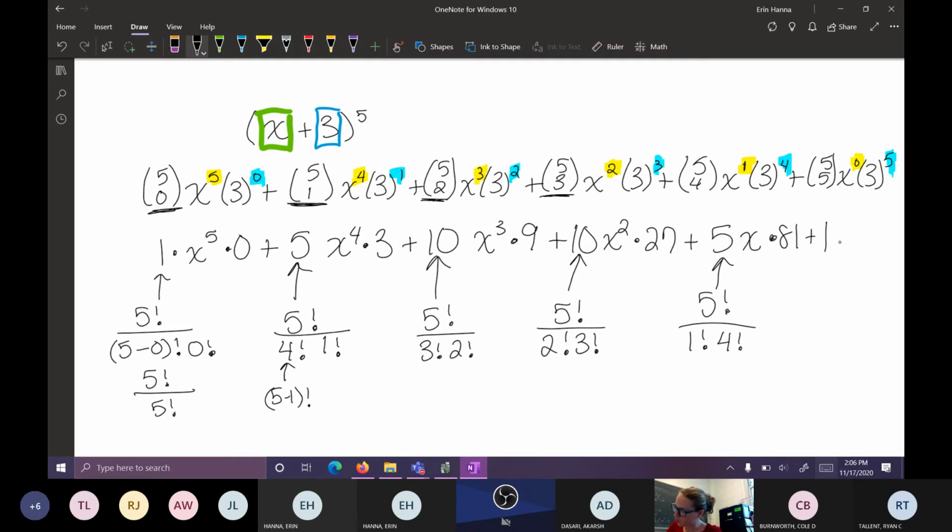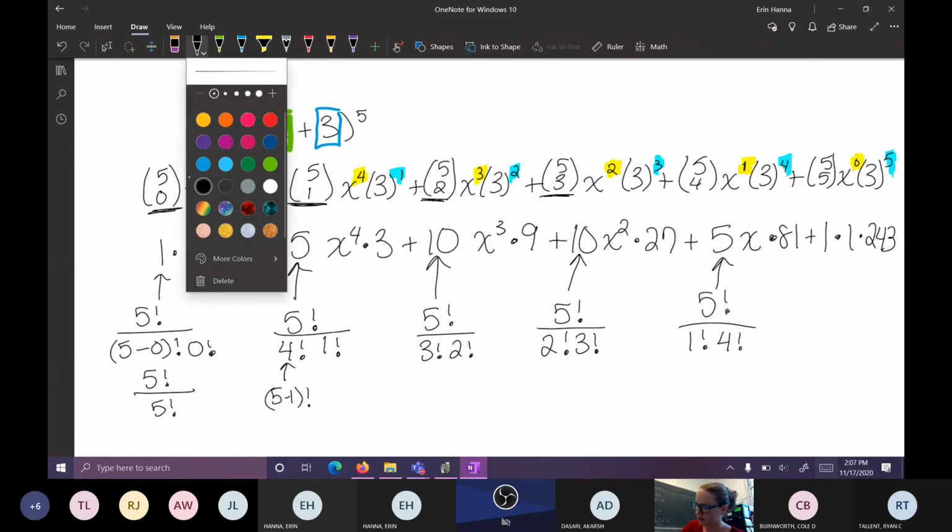5 choose 5 is 1. X to the 0th is also 1. And 3 to the 5th is 243. So essentially, once you have all of those numbers completely simplified out, anything to the 0th power is 1. I'm pretty sure I said that, but I wrote a 0.